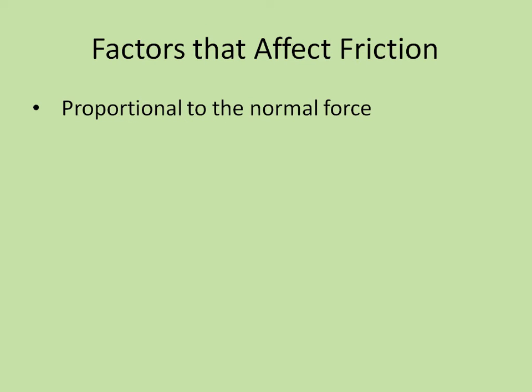Friction is proportional to the normal force. Now remember, the normal force is the force perpendicular to the surface. So at this point in our careers, we've always been looking at weight, because that weight acts straight down, and the normal would be perpendicular to it. But it could also be on an inclined plane, and let's say we had a box here. The normal force would be perpendicular to the surface.